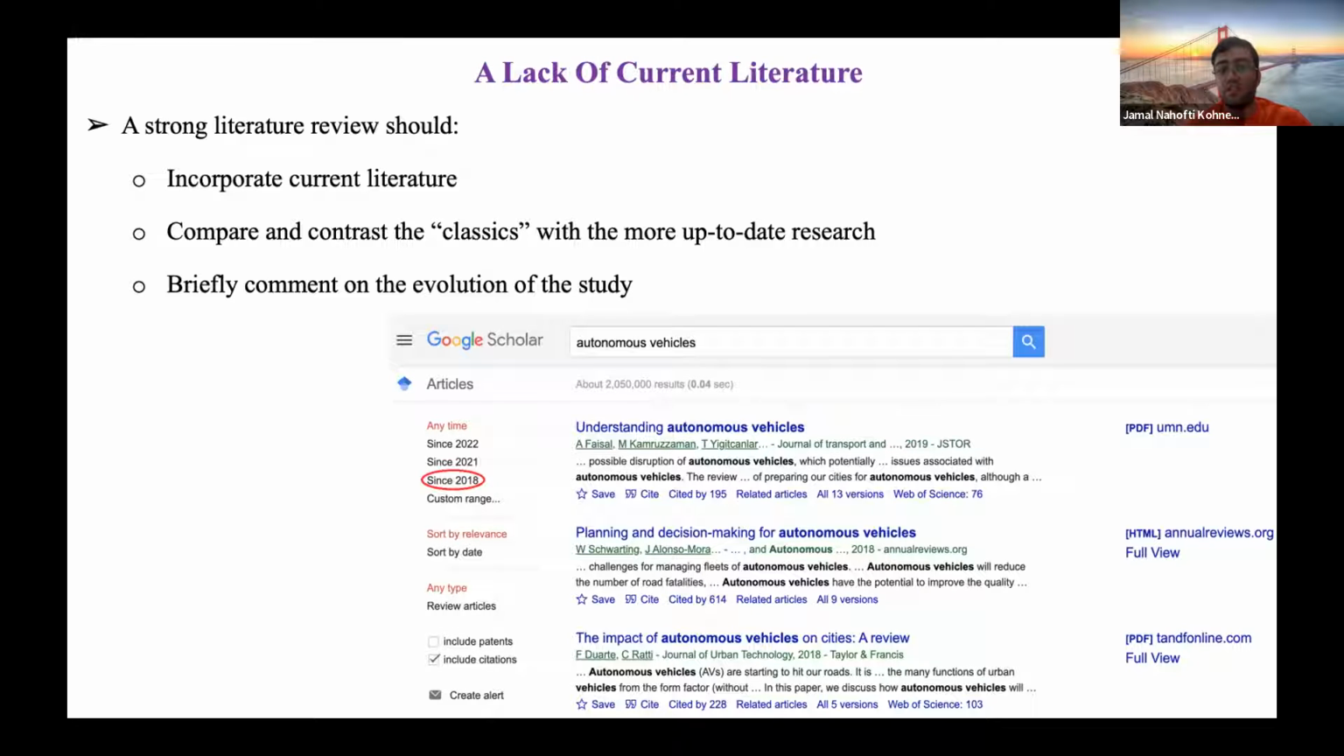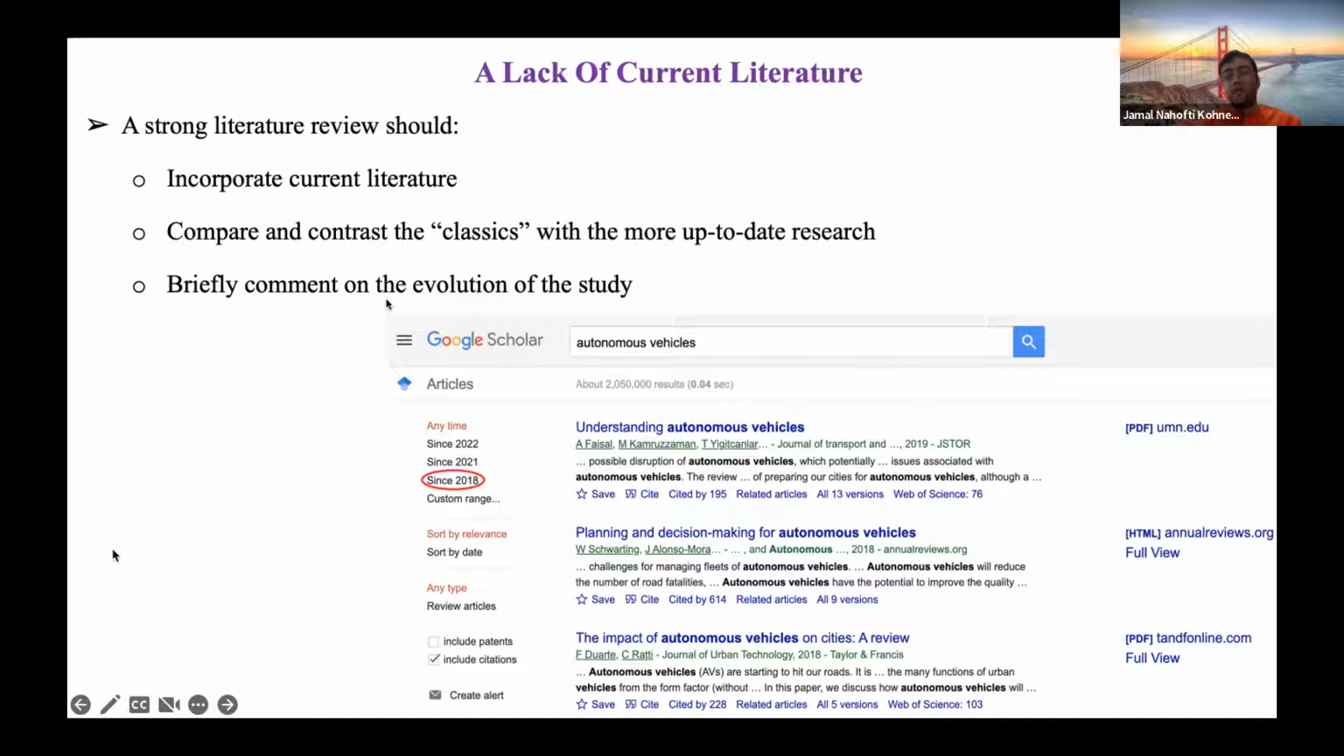And one of the most known is Google Scholar, that includes not only university publications, but also different journals' publications. So you can see I've used this filter on the left side of this picture, since 2018, to avoid old research. And I wrote the keyword that I'm looking for in the search tab, which here is autonomous vehicles. You can use different topics as you want, based on what you want.